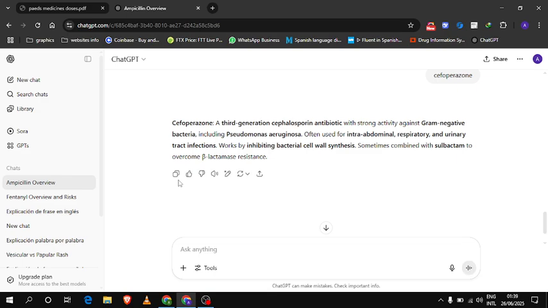Cefoperazone, a third generation cephalosporin antibiotic with strong activity against gram-negative bacteria, including Pseudomonas aeruginosa, often used for intra-abdominal, respiratory and UTI infection, works by inhibiting bacterial cell wall synthesis, sometimes combined with sulbactam. So it's sometimes used with sulbactam to overcome beta lactamase resistance. The very common brand name for this injection is Tusum. It's a very good antibiotic when it's used with sulbactam.